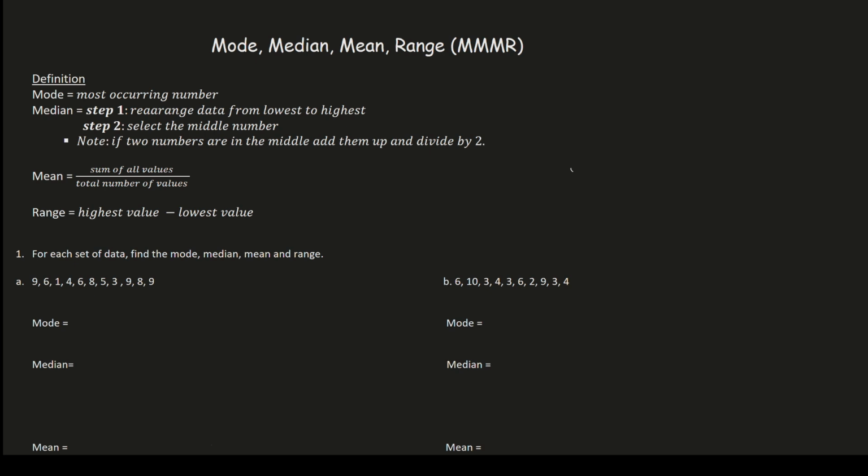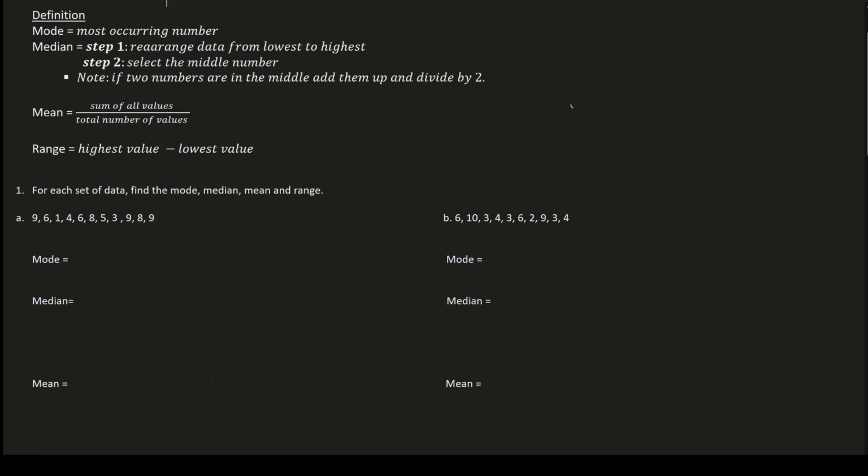First of all, let's look out for the mode. So to work out your mode, don't forget mode is the most occurring number. So looking at this data, it tells me that 9 appears most. So 9 occurs more. So my mode is 9.